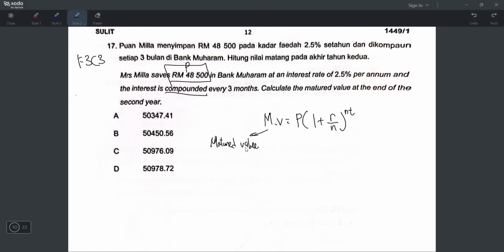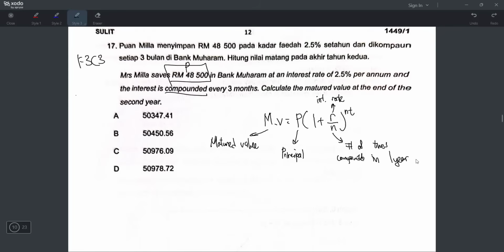Okay, what is P? P is called the principal, but usually to make it easy to understand, I will just call it the starting amount. It can be savings, it can also be a bank loan. It just means it's the starting amount. T is just T, nothing to explain. R is the interest rate, and then N is the number of times compounded in 1 year.